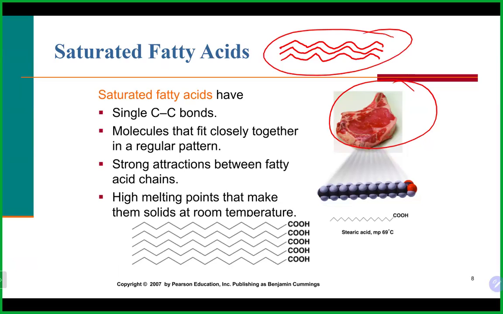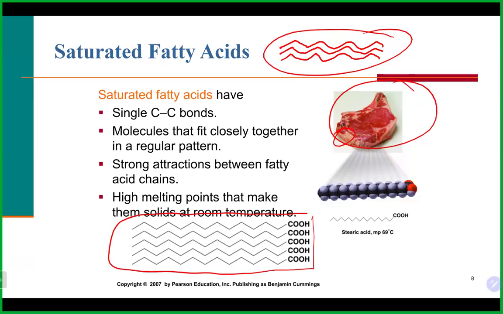And because there's a lot of good interaction happening, it's going to take a lot of energy to break that apart. So they typically will have high melting points, and they're typically going to be more your solid fats at room temperature because of them sitting really nicely with one another. As you can see here, the fat on the steak is going to be very nice. And again, everything's going to line up really tight with one another, allowing really good interaction between the different fatty acids. And again, that'll be more of a solid at room temperature.